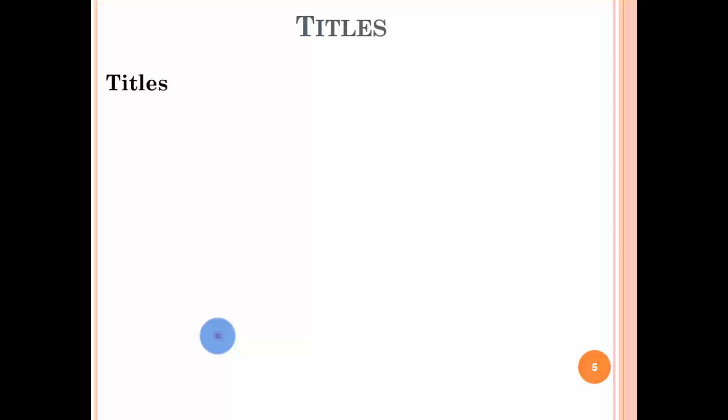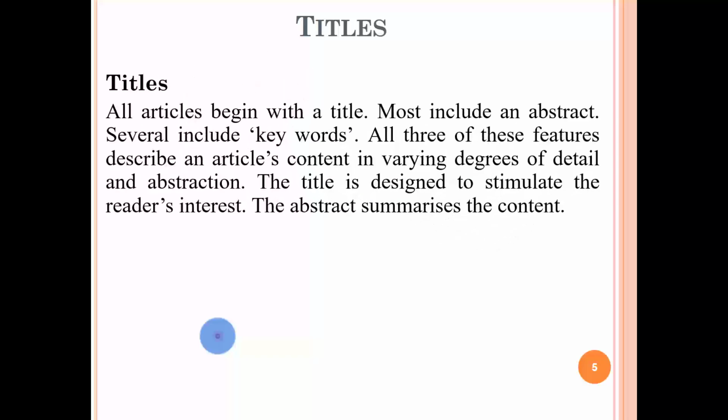The first part we'll start with is the title. Title is very important and has to show what the author is intending to do. Okay, it has to represent the whole paper. So all articles begin with a title, and most articles, if not all, include an abstract. Several include keywords. We'll see what keywords mean and abstract also. All these three describe an article's content in varying degrees of detail and abstraction.